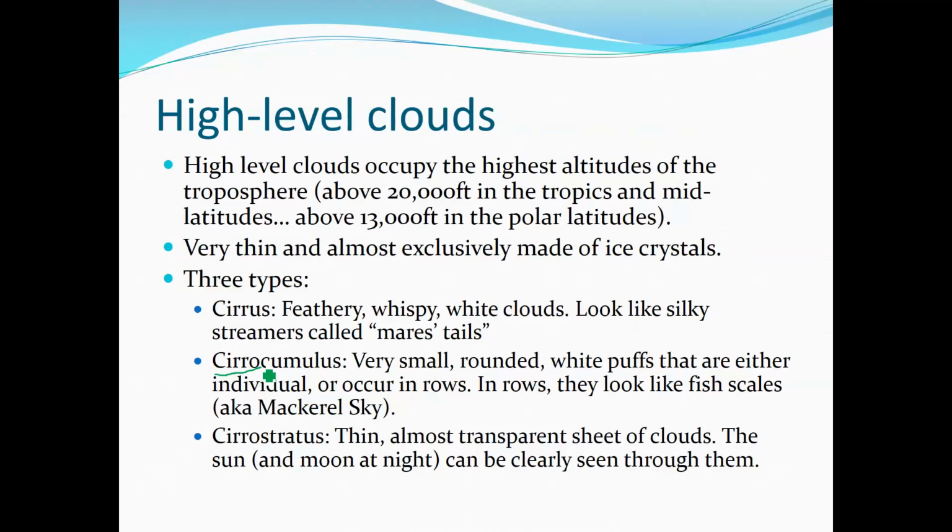And then finally, cirrostratus clouds are thin clouds that are almost perfectly transparent. You can clearly see the sun through them, but one interesting thing that happens is in cirrostratus clouds, you can also see a halo forming around the sun.